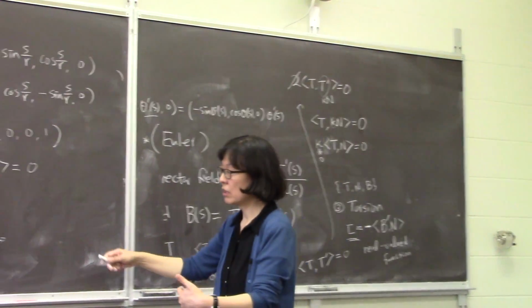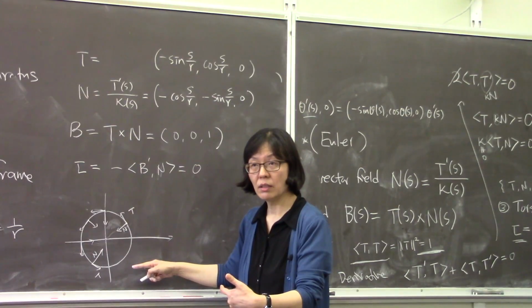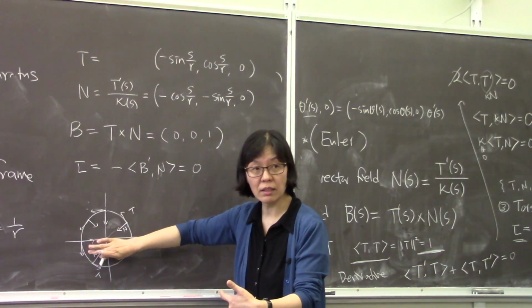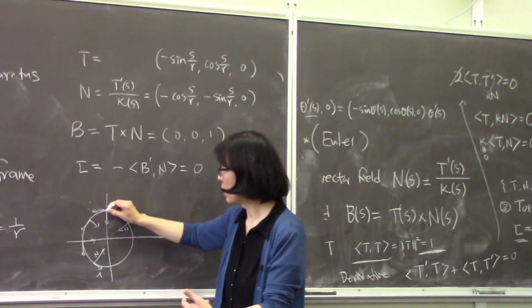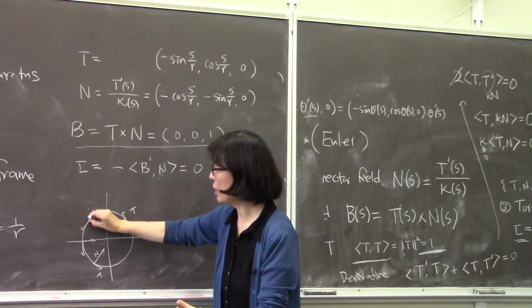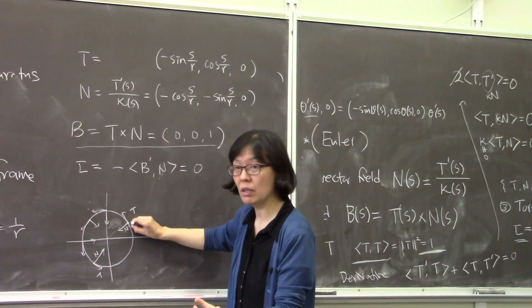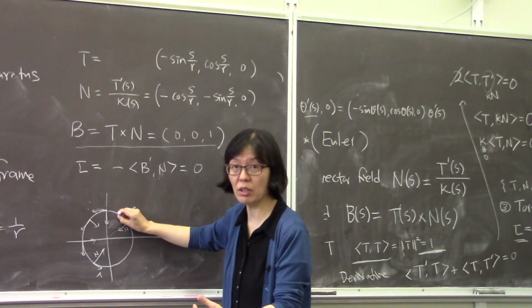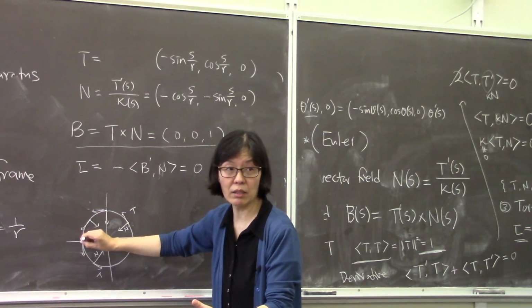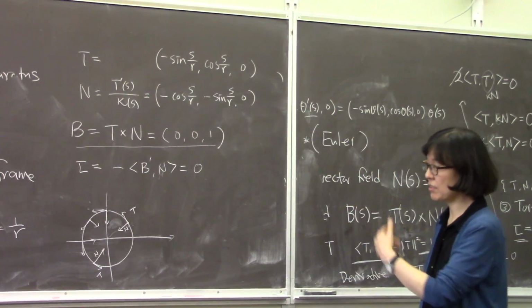Actually here, this circle lies in a single plane, and for B, we figure out how much B changes along the curve. It stays the same, B doesn't change. B stays as a constant vector along the way, right? Okay, so that is the example.